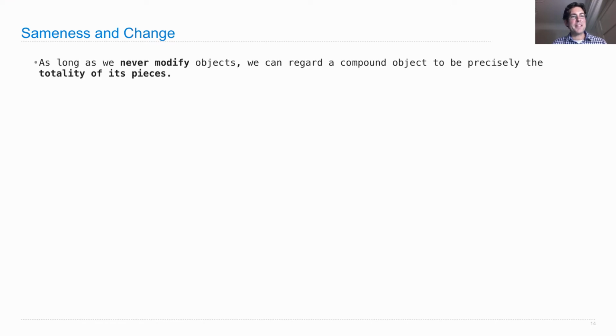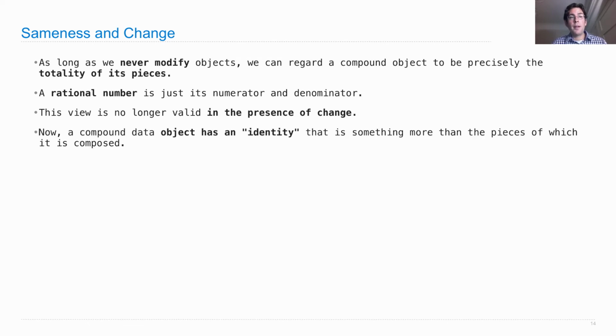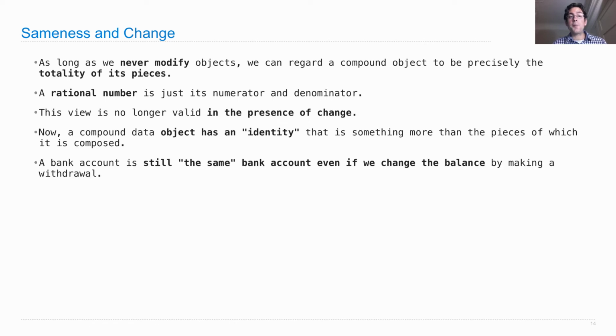So let's talk about sameness and change. As long as we never modified objects, we could regard compound objects to be precisely just whatever their pieces were. For example, a rational number is just a numerator and its denominator. But this view is no longer valid in the presence of change. So you could have two different bank accounts with the same balance, but they're different in that if one changes, the other does not. So a compound data object has an identity now, something more than the pieces by which it's composed. A bank account will still be the same bank account, even if we change the balance.